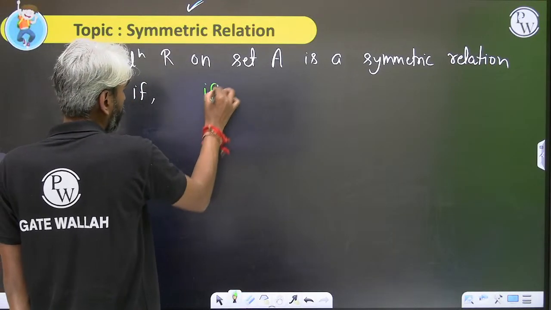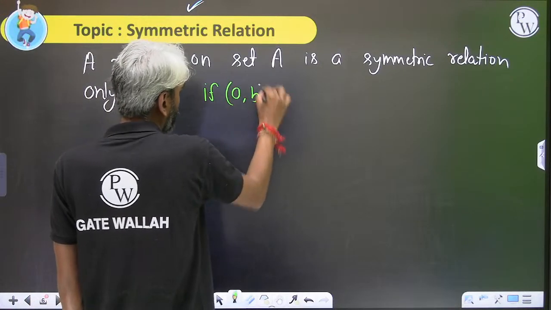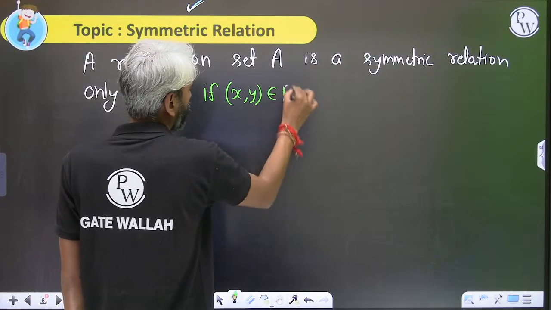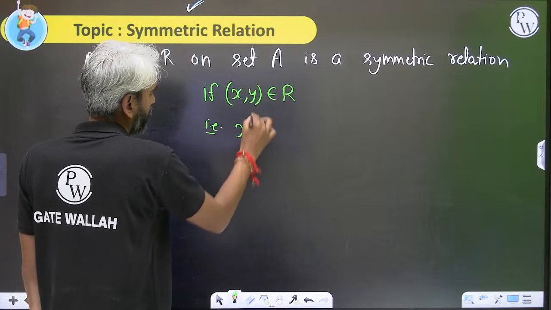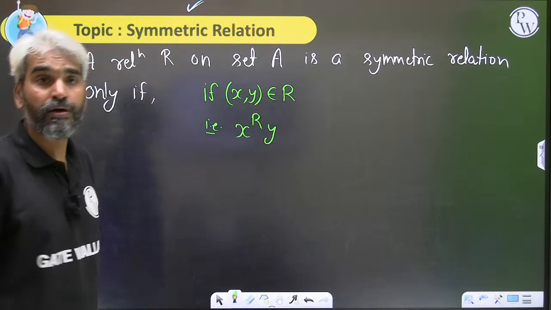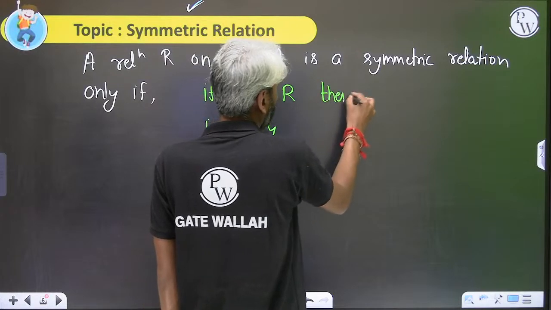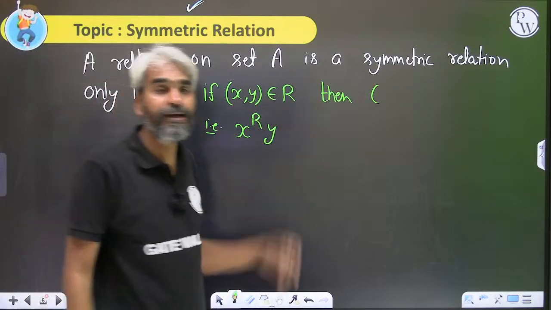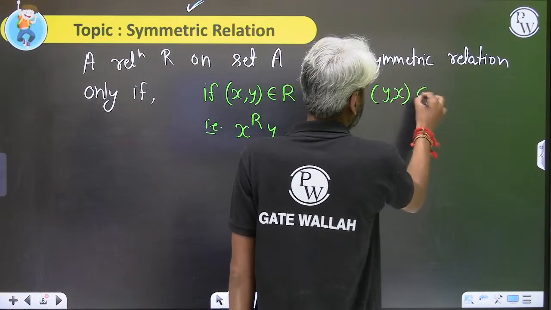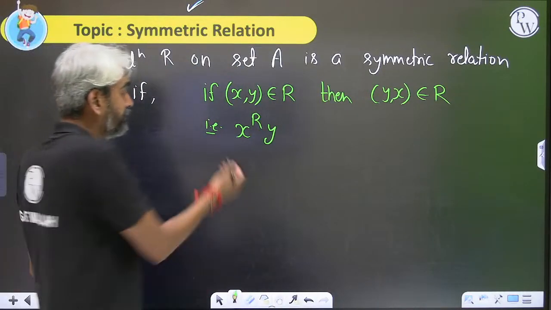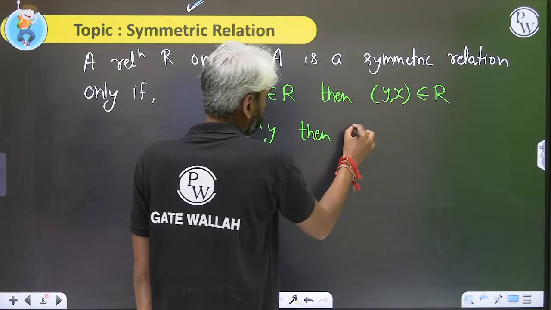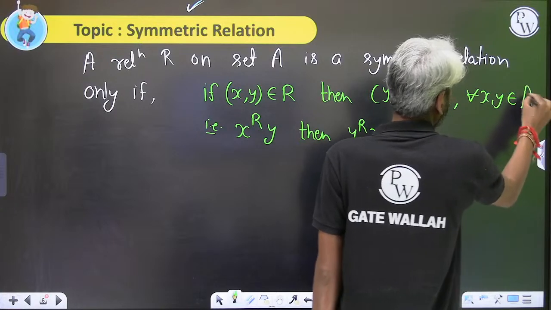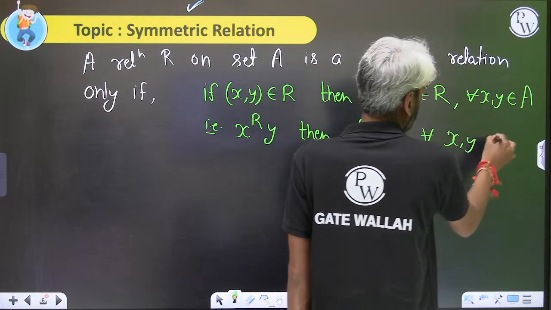What is the condition? That if an ordered pair a comma b, or whatever you want to call it, x comma y, belongs to R, that is, if x relates to y with respect to relation R, then the symmetric ordered pair with respect to x y, which is y comma x, should belong to R. That is, if x relates to y, then y should relate with x, for all x y belonging to set A.